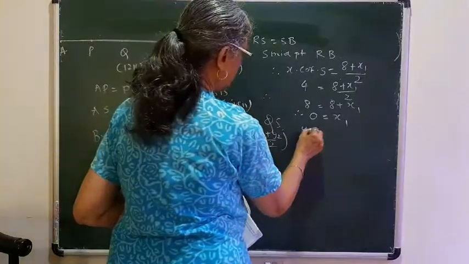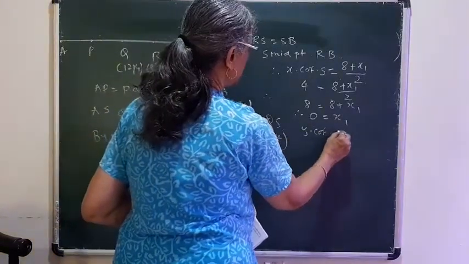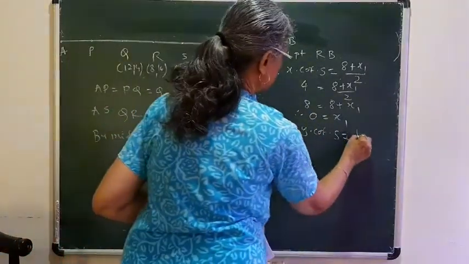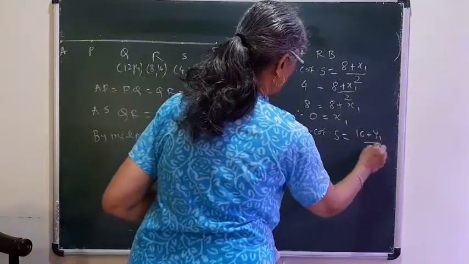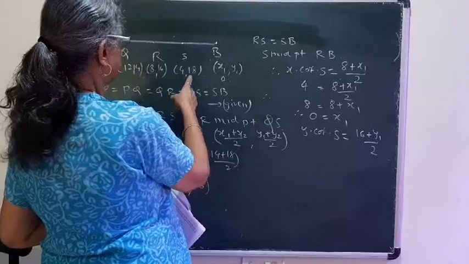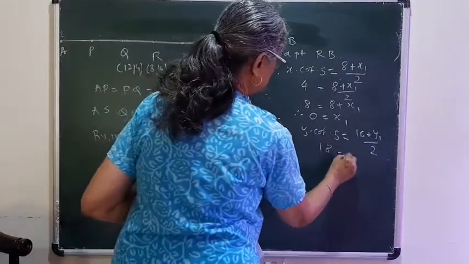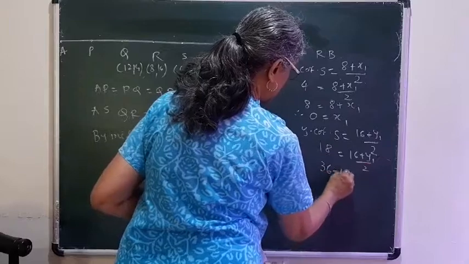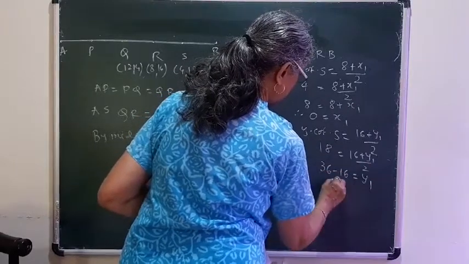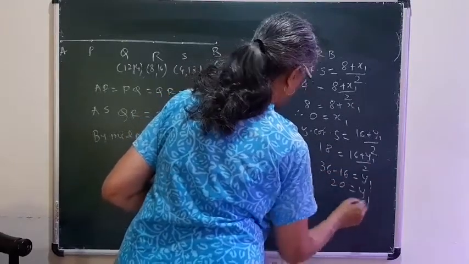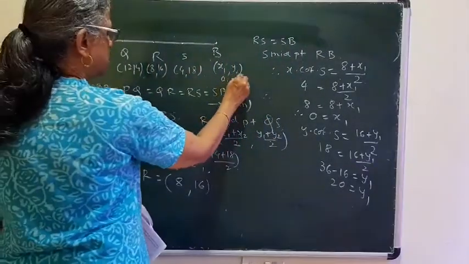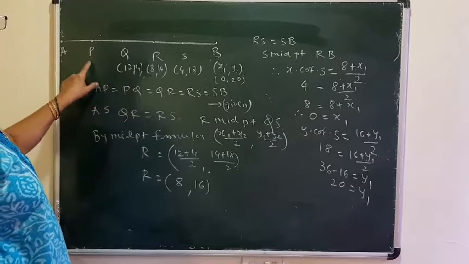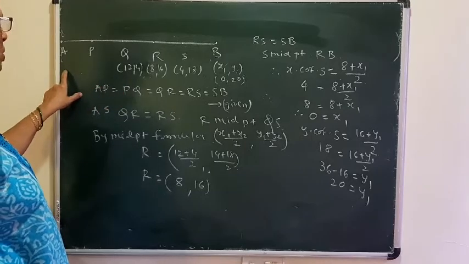Similarly, y coordinate of S is equal to 16 plus y1 upon 2. So that coordinate they have given 18. So 36 minus 16 is equal to y1. So 20 is equal to y1. So we have 0 and 20 as coordinates of B. Now these two are remaining. So how are you going to find out?